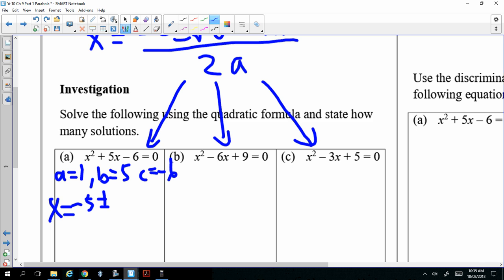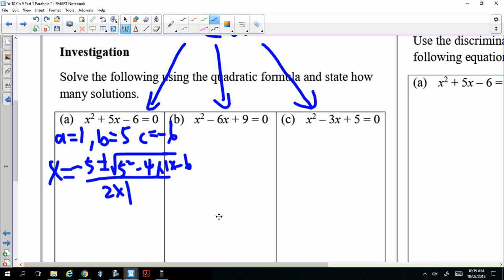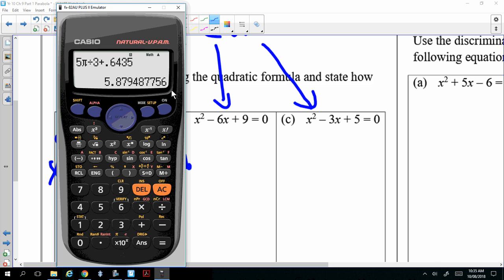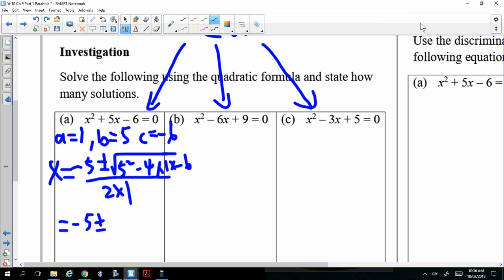-5 plus or minus 5 squared minus 4ac. Use the quadratic formula. So what do you get? -5, and then just use your calculator for this. So you get 5 squared minus 4 times 1 times -6, which is 49, over 2.